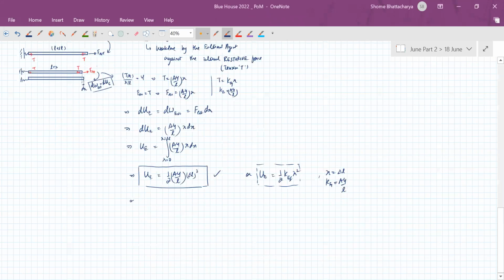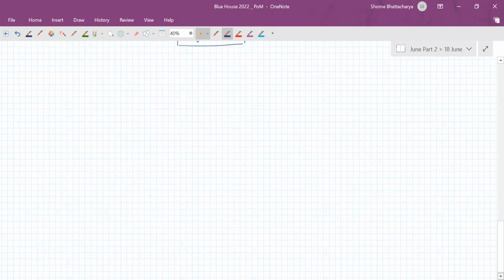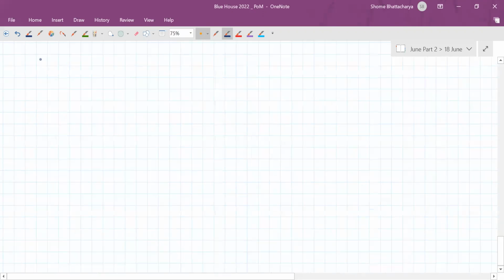From this we can also see the energy density. So that completes this longitudinal elasticity part. Now we can move on to shearing.